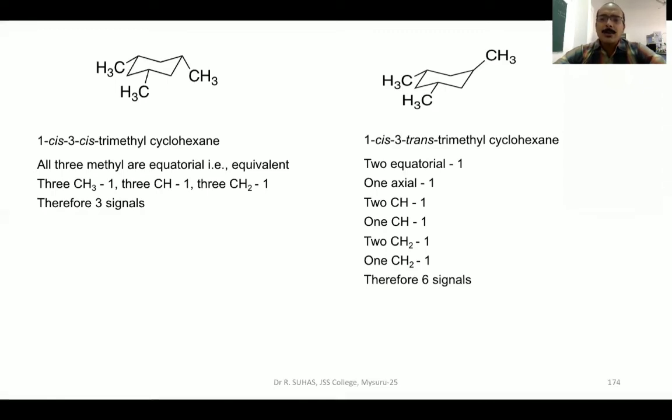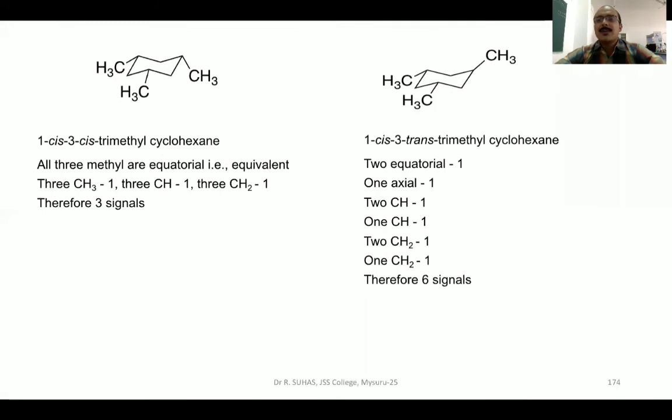We will see how many peaks we are going to get in the carbon 13 NMR spectrum of this cis trans isomer. Here there are two equatorial methyls. That's why one peak. The carbon to which these equatorial methyls are attached, 2. Here this axial methyl, 3. The carbon to which the axial methyl is attached, 4. And here two CH2s are present in one atmosphere, 5. And this CH2 is present in a different atmosphere, 6. That means if cis trans is taken, you are going to get 6 signals. If cis is taken, you are going to get 3 signals.